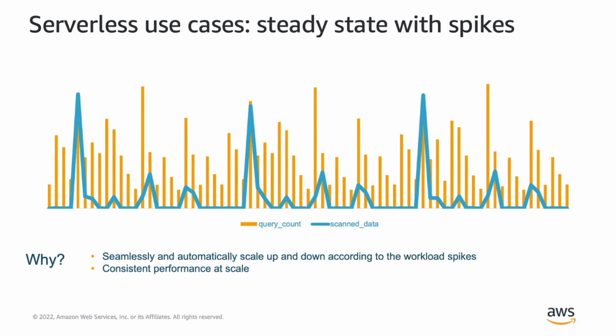And finally, another good use case is when you have a steady state where you have a predictable workload. For the most part, clusters don't have long periods of idleness, but you do have spikes. Again, this is a great use case for serverless where you can seamlessly and automatically scale up and down to meet these spikes and get that consistent performance that your users demand.